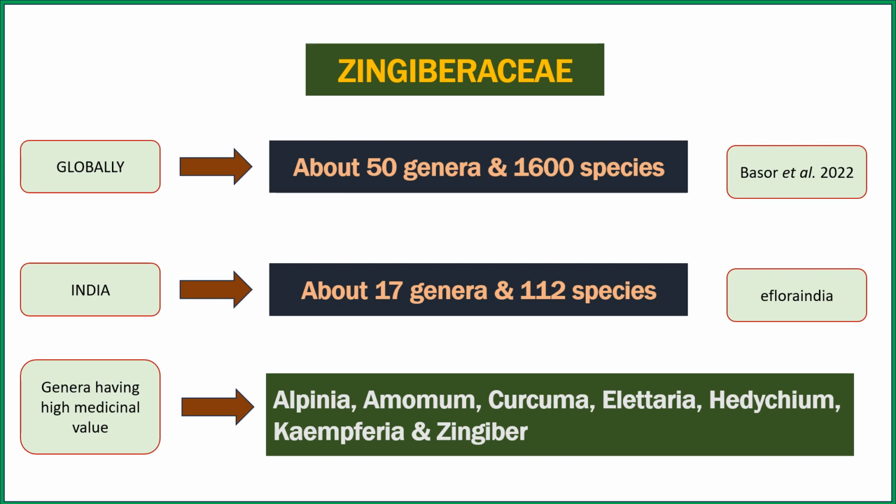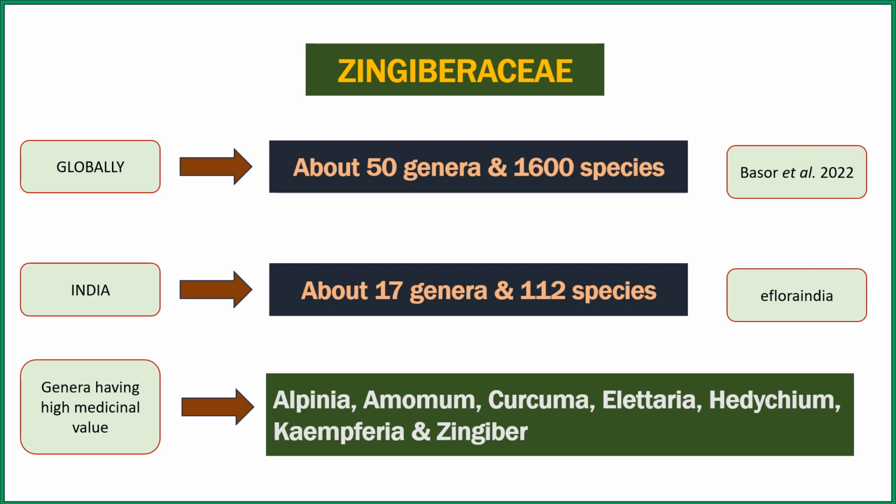First of all, in the Zingiberaceae family, globally there are about 50 genera and 1,600 species recorded so far. From India, about 17 genera and 112 species have been recorded. And there are many species that are not yet recorded because from time to time people have been reporting new species from the family Zingiberaceae, especially from Northeast India.